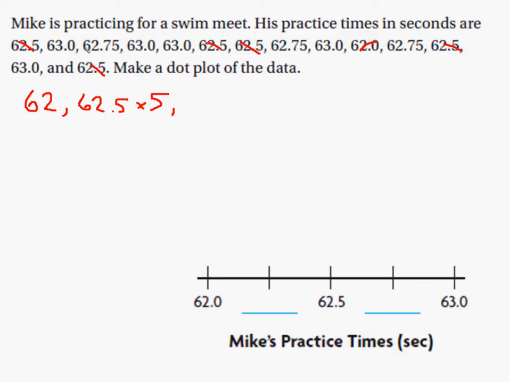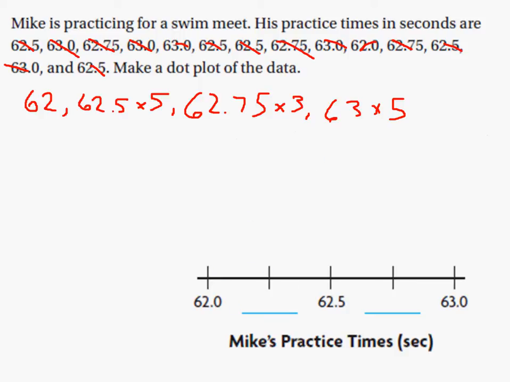And then next would be 62.75. So there's 1, 2, 3. 62.75 3 times. And 63 shows up 1, 2, 3, 4, 5 times. So 63 shows up 5 times. You could just write 63 5 times, 62.75 3 times, 62.5 5 times, but I'm too lazy to write all that stuff. So I'm just going to do this.